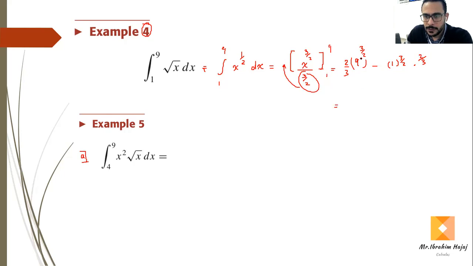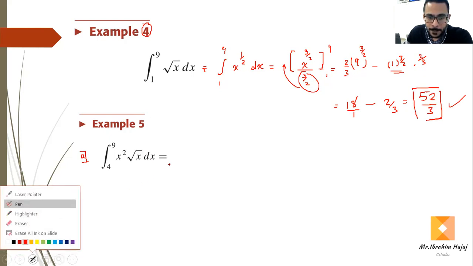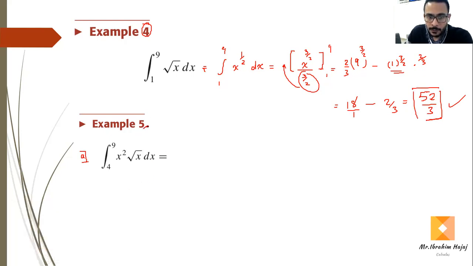Your answer is: 3 to the power 3 is 27, divided by 3, times 2, gives 18. Minus, the second one is 2/3, because 1 to the power of anything is the same, and 1 times 2/3 is 2/3. So 18 minus 2 over 3. The final answer is 52 over 3. Yes, 52 over 3, right. So your answer is 52 over 3. Okay, next question. If you have any problem, guys, stop and ask me.